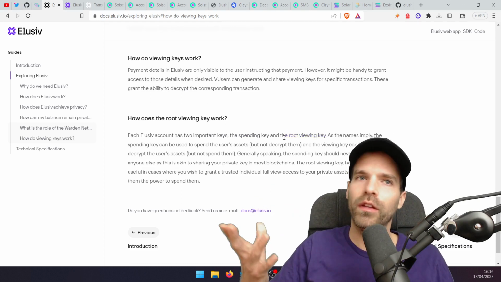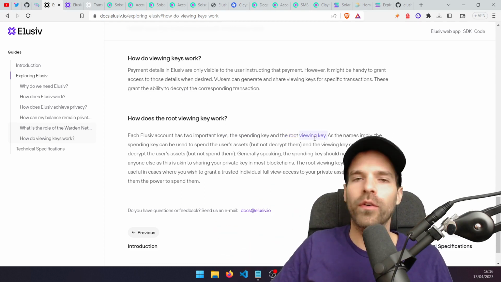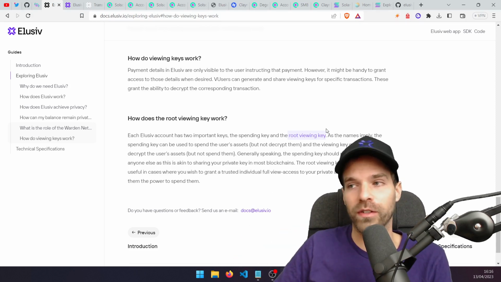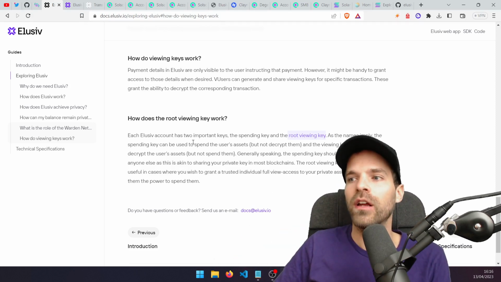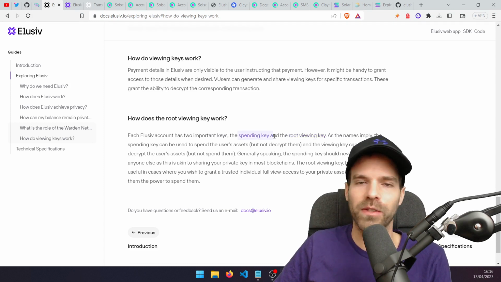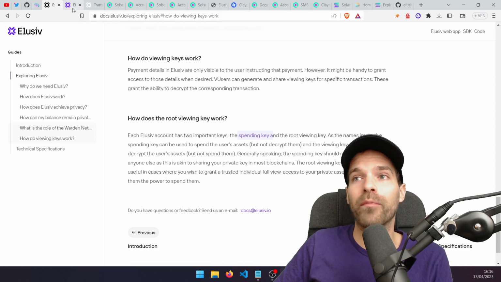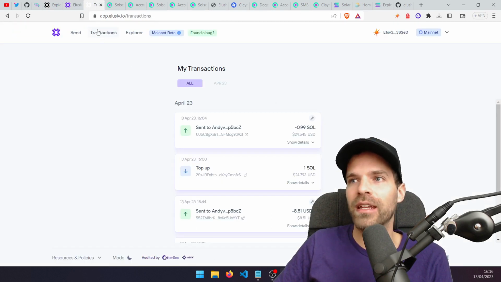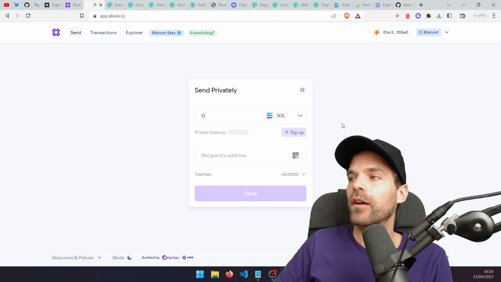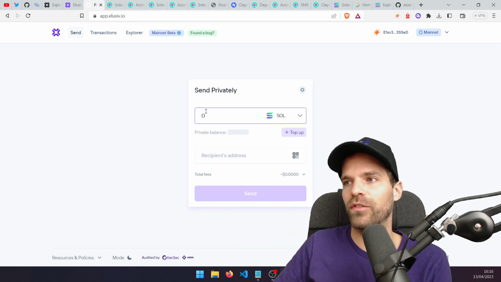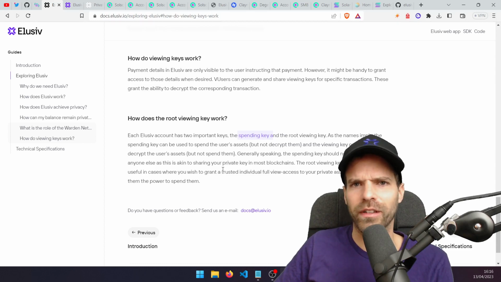We now had a third type, which is just a viewing key for one transaction, but the root viewing key will let you see all of the transactions from one sender. And the spending key, as the name suggests, lets you actually spend the money. So we derive both of those keys if we sign in to the app here. If we sign the message, then it derives those keys for us. At least that's how I imagine it to work.